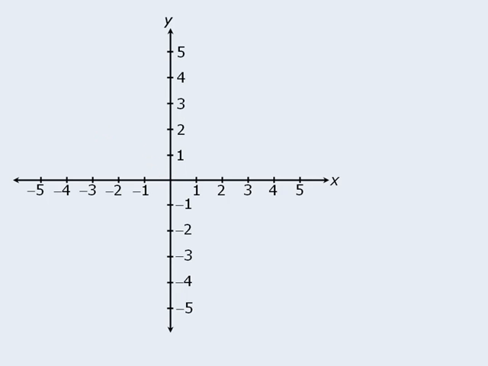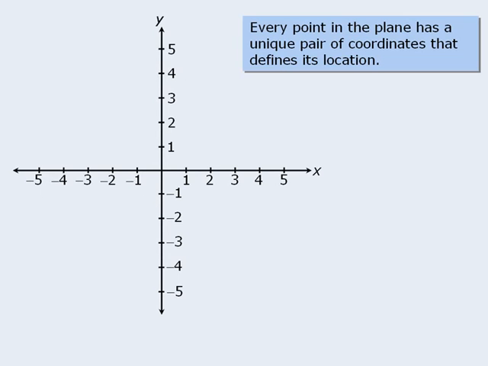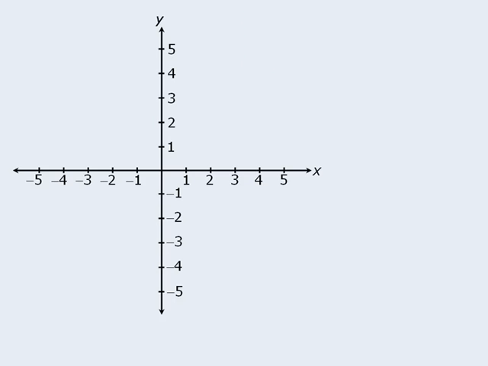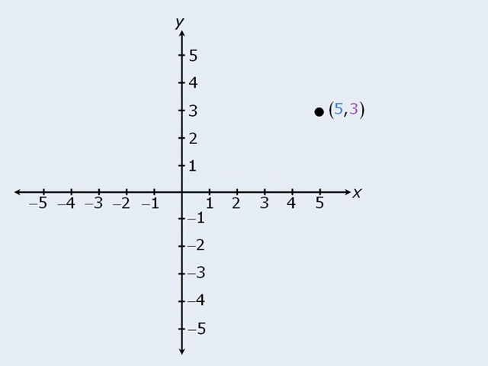Now an important feature of the coordinate plane is that every point in this plane has a unique pair of coordinates that defines its location. So, for example, the location of this point is defined by the coordinates 5, 3. The first number here is called the x-coordinate, and the second number is called the y-coordinate.